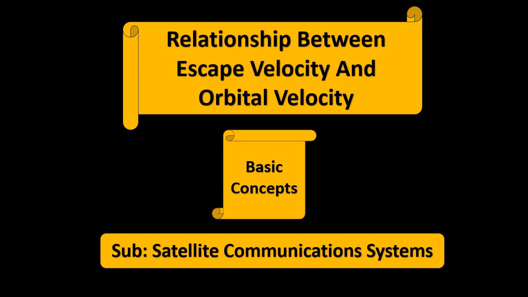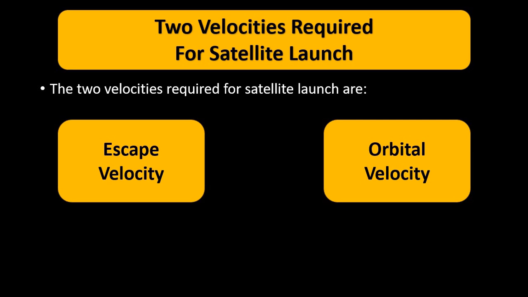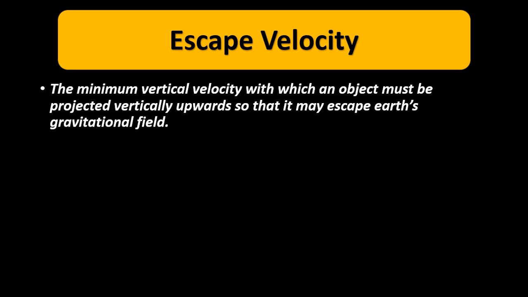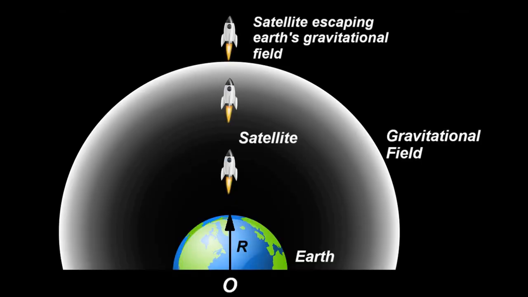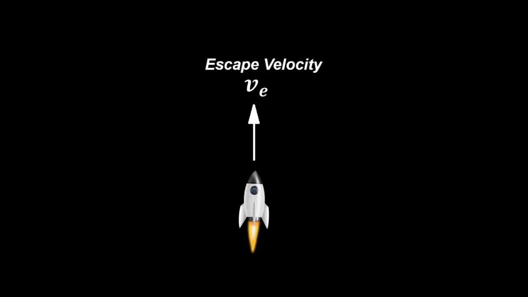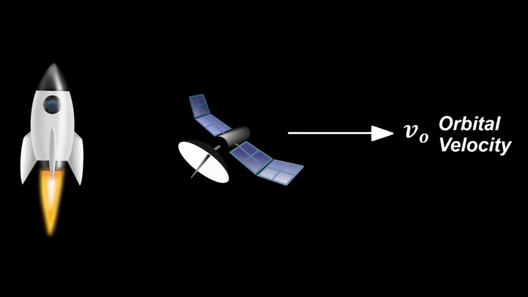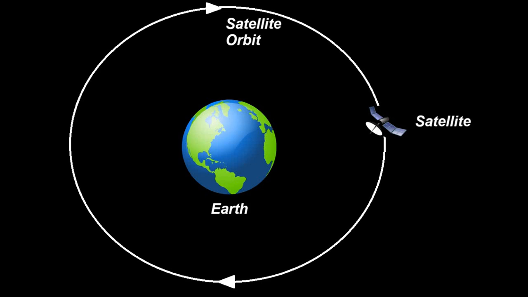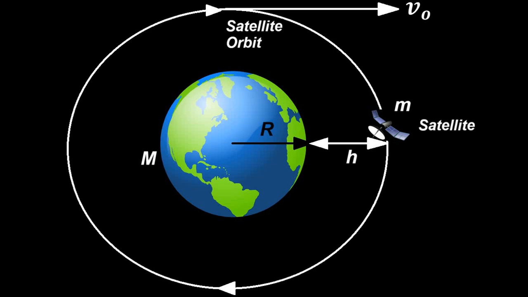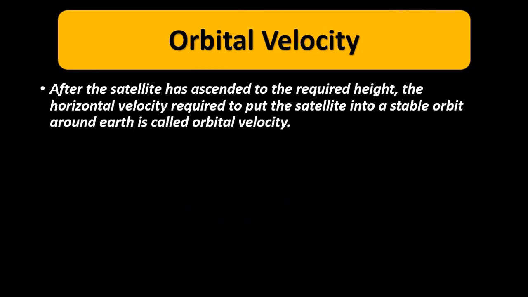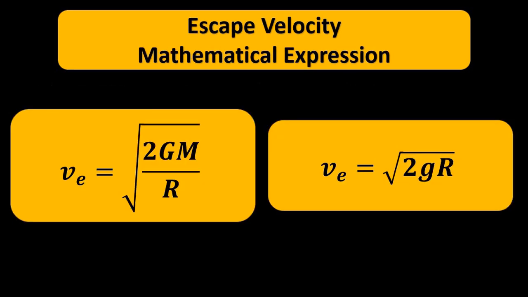So just a quick recap: the two important velocities, the two important parameters which are required for satellite launch, are escape and orbital velocity. Escape velocity is the minimum vertical velocity which a satellite is given so that it escapes Earth's gravitational field. And once it escapes Earth's gravitational field, a suitable horizontal velocity is given so that it moves around the Earth in a fixed circular orbit, with a certain separation distance between the surface of the Earth and the satellite. So that is called the orbital velocity. This much we have discussed, and we derived the mathematical expressions for escape velocity and also for the orbital velocity. We have already covered this part.